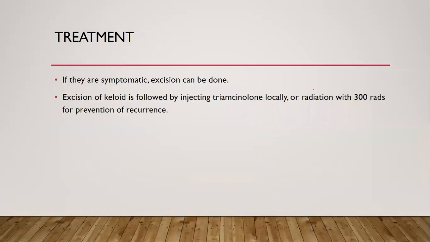Then treatment: how we can manage these benign tumors of the preauricular region. If symptomatic, excision can be done. Benign tumors do not metastasize, so we can completely remove the tumor through excision. Then excision of a keloid is followed by injecting triamcinolone locally, or radiation with 300 rads, for prevention of recurrence. Once a keloid is removed, there are high chances of recurrence, so to prevent that complication, we can inject triamcinolone locally after the excision of the keloid.